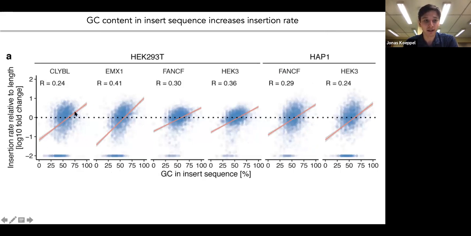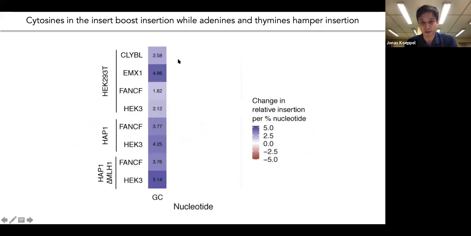And you can see that in all target sites and cell lines, there's a positive correlation with GC content, which means that insert sequences with higher GC content insert better. And we can also stratify this by nucleotides. So this is the GC content again. You see that all cell lines and targets insert better with higher GC content sequences.